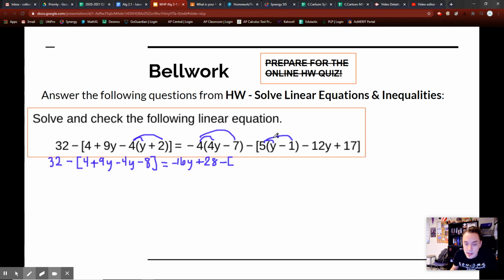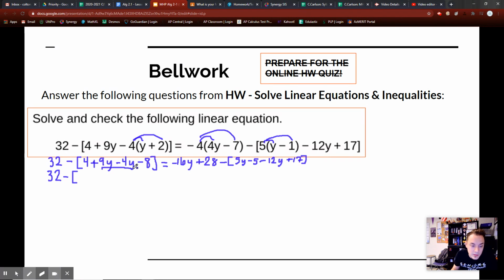Minus brackets. The 5 times the y is 5y. 5 times negative 1 is minus 5. This is minus 12y plus 17, and then brackets. Hope you guys can see that. I'll try to make it a little bit bigger as we're going down. All right, 32 is just going to chill here. I'm not going to do much with that. I'm going to start simplifying inside the brackets.